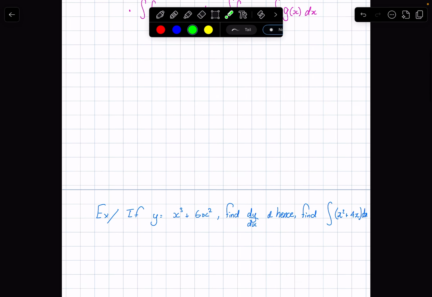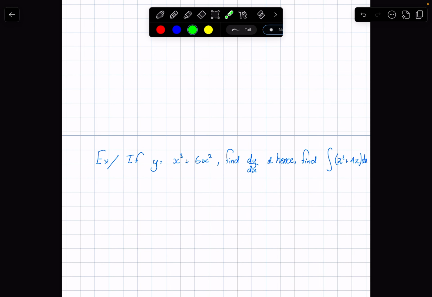So we're going to have a look at a little example using differentiation to then find the integral. So I've got a function y, which equals x cubed plus 6x squared, and we want to find the derivative first, so we know how to do that, and then hence find this specific integral of x squared plus 4x dx. So let's start by finding our derivative, so dy by dx. Now this is just a polynomial function, super easy, power rule, 3x squared plus 12x, and that is it.